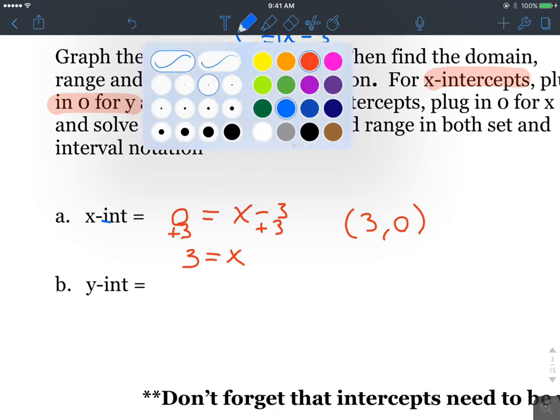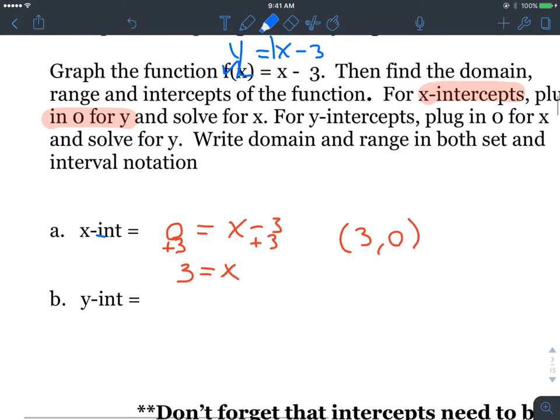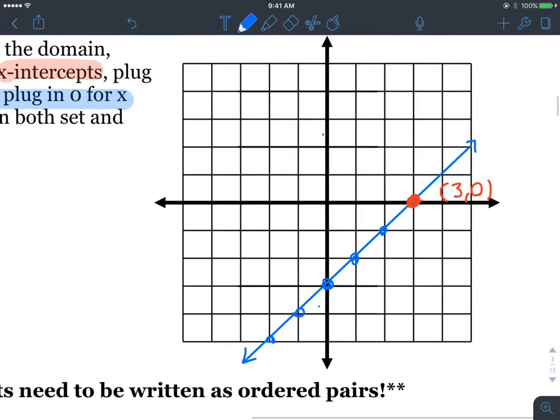Alright, for the y-intercept, you notice it says plug in 0 for x. So we're going to go y equals 0 minus 3. And y is already by itself. We just need to simplify the right-hand side, so it's negative 3. So y equals negative 3. We'll put this as 0 comma negative 3. And then go and look. Oh yep, there's 0 comma negative 3. That's your y-intercept.